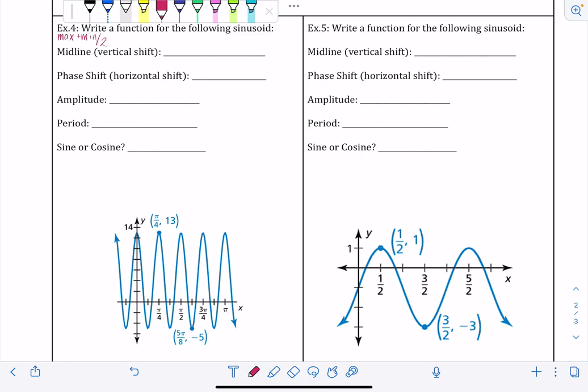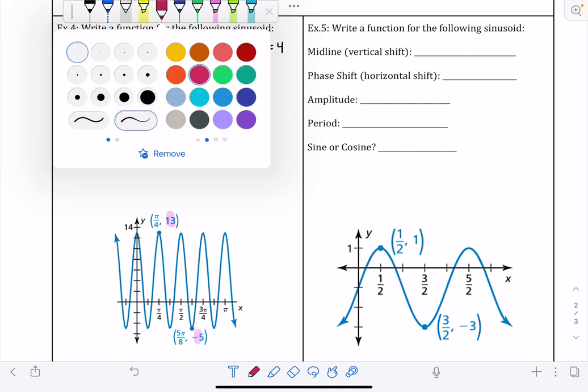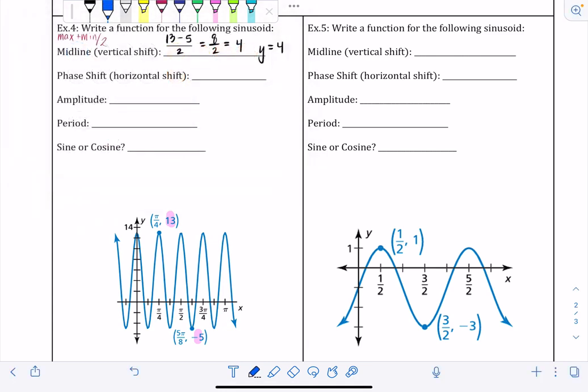So our max, our highest point, we can see it on here, is 13, and then our lowest point is -5. So that's our minimum. So we can do 13 plus -5, or just 13 minus 5, and then divided by 2. 13 minus 5 is 8, divided by 2. So we end up with a midline of 4. I'm going to add a y equals 4, and then I'm going to draw that on my graph as well, so it's a little bit easier to see it. So it looks like this is scaled by 2, so my y equals 4 is going to be right here.